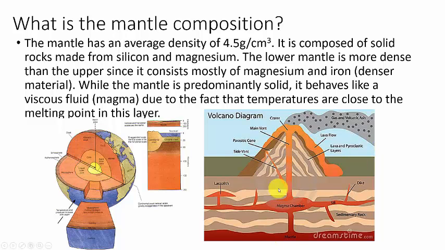So it has some fluidity. Here in this picture, it's a little tiny, but the temperature and pressure increase as you go from the upper mantle to the lower mantle. And the mesosphere is hot but stronger due to the high pressure. That's what it says.